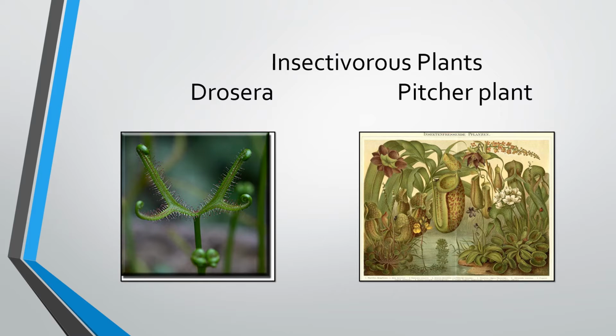Here the diagram shows the insectivorous plants. Already in 7th standard you studied about Nepenthes or pitcher plant. When the insect comes and sits on the plant, it moves and changes its shape and gets nourishment from the insect. That is pitcher plant and Drosera.